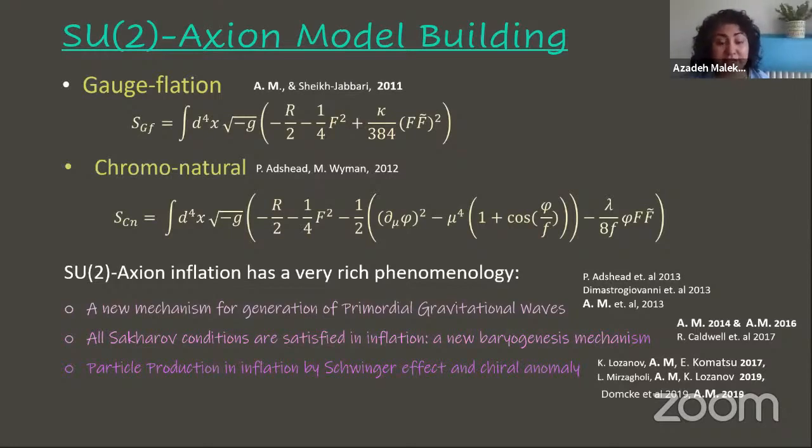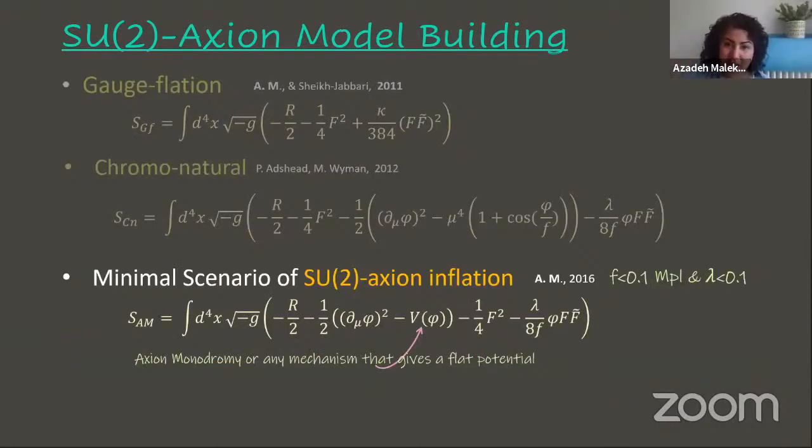All the Sakharov conditions are satisfied in inflation, and therefore they lead to a new framework for baryogenesis and leptogenesis in inflation. And also we have particle production in inflation by Schwinger effect and chiral anomaly because we have active gauge fields in inflation. My favorite realization is the minimal scenario of SU2 axion inflation, which is in agreement with the data. And this is basically an axion inflaton with a flat potential, which is coupled to this SU2 gauge field with a Chern-Simons interaction.